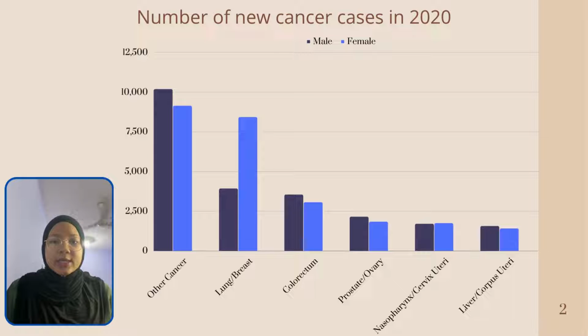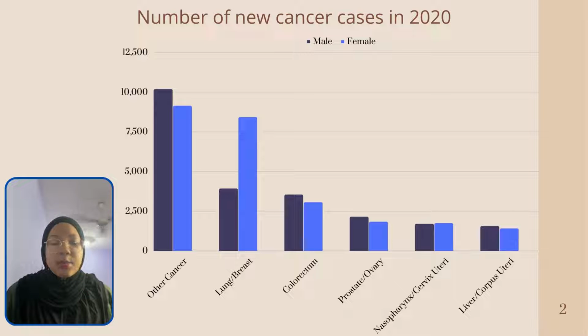Then, prostate cancer is one of the most common types of cancer for men. Besides, ovarian cancer is a type of cancer that begins in the ovaries. It is also one of the cancers that affect women only. After that, lung and breast cancer. Lung cancer is often experienced by people who smoke, especially men, while breast cancer often occurs in women no matter what age.